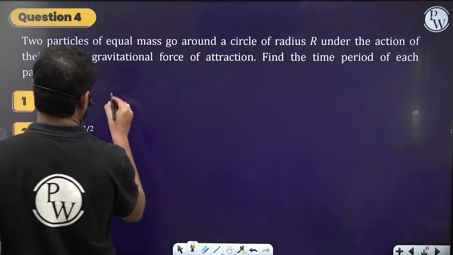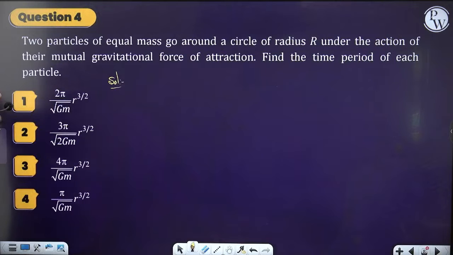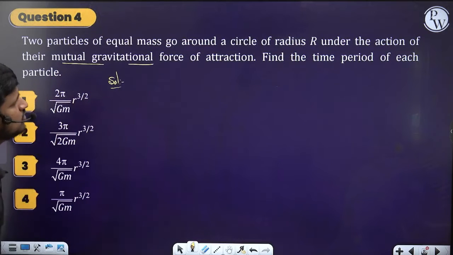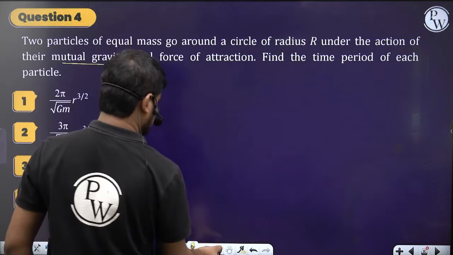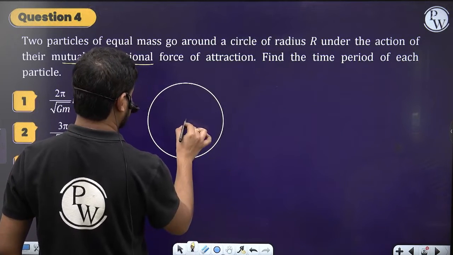Let's take the next question, guys. What does the question say here? First read the question. Two particles of equal mass go around a circle of radius r under the action of their mutual gravitational force of attraction. Find the time period of each particle. Two particles of equal mass go around a circular path of radius r. See here, let me take a circle of some radius r.